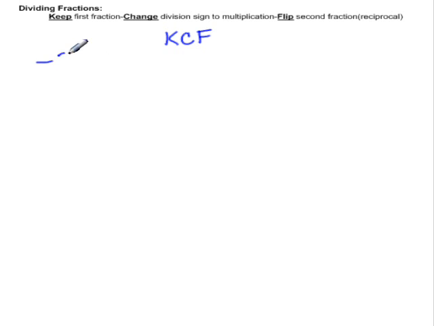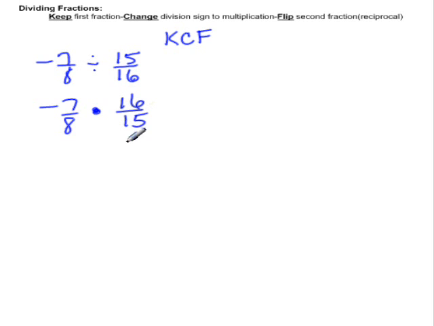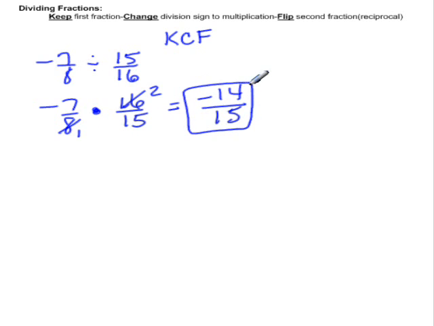All right, so our problem that we want to do is negative 7/8 divided by 15/16. Now, let's try that together. We keep our first fraction, we change our division sign to multiplication, and we flip, or take the reciprocal of, our second fraction. Then, like you learned in the previous problems, cross cancel if it's possible, and it is. 7 and 15, you can't. So then you say negative 7 times 2 is negative 14, and 1 times 15 is 15. And that's a great answer.